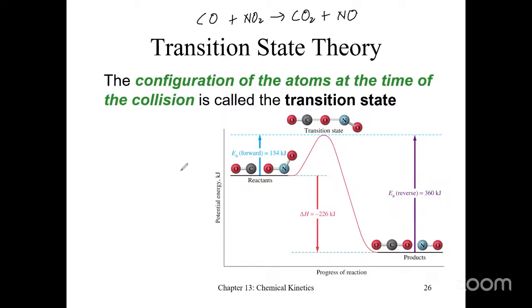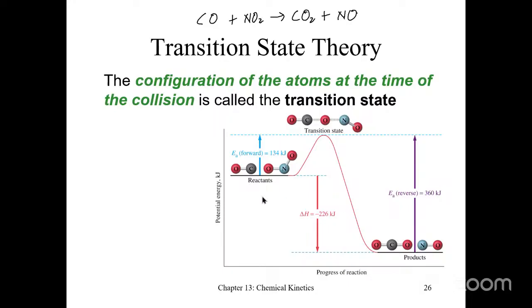So just based on what you can observe here in this equation, in order for this reaction to occur, you must have the transfer of an oxygen from NO2 to carbon monoxide. So you're going to end up with CO2 and nitrogen monoxide. So this is what this energy diagram is showing. It's showing you how the energy changes as you go from the reactants to the products, right?